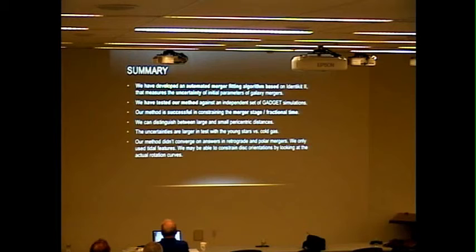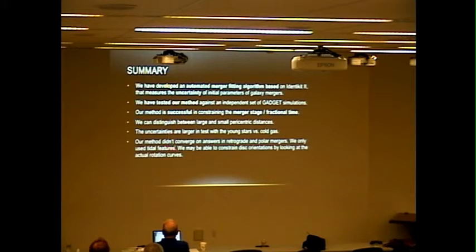So we have made an automated algorithm based on Identikit to measure the orbital parameters of galaxy mergers, and this also gives us the uncertainty of these measurements, which is very important. We have tested our models against Gadget simulations. It seems that our results show that this method is very good at finding the right merger stage. We can also do relatively good jobs on eccentricity and pericentric distance.